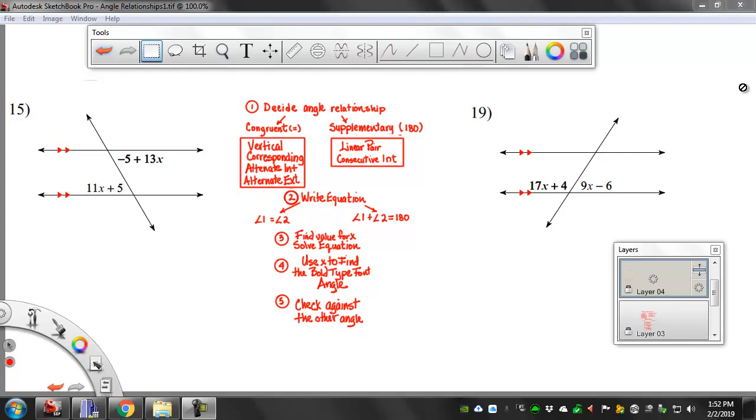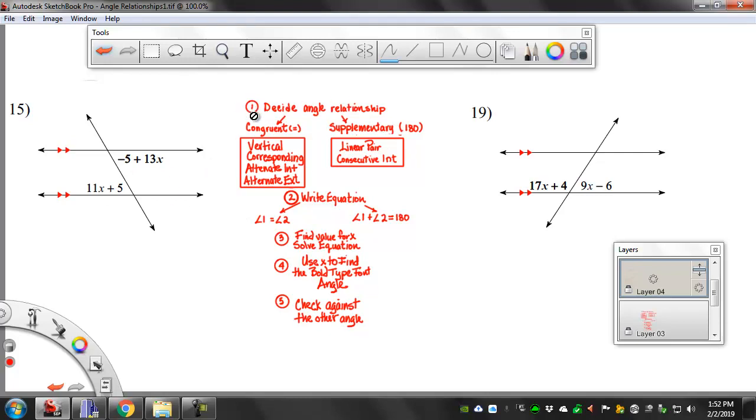Okay, welcome students. In this video, we're going over solving different angle relationships that are caused by parallel lines being cut by a transversal. And on the worksheet, this first problem that we're dealing with is problems 15 and 19. And let's just go through the steps of doing this.